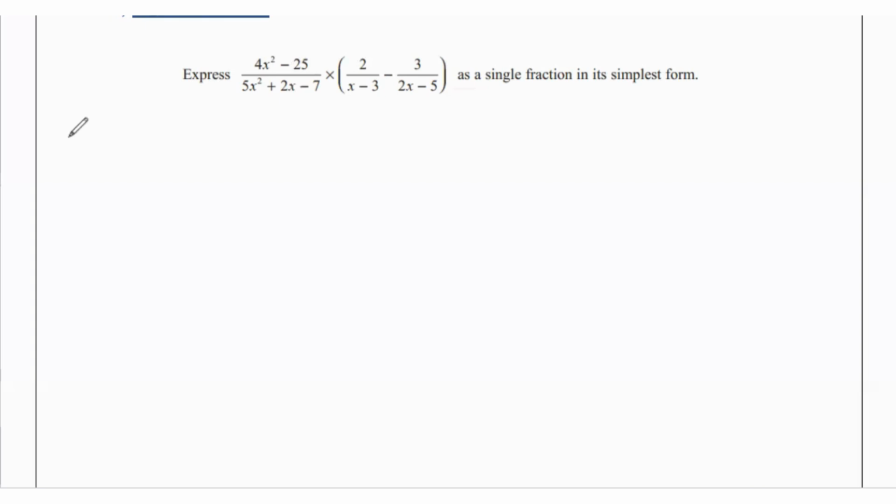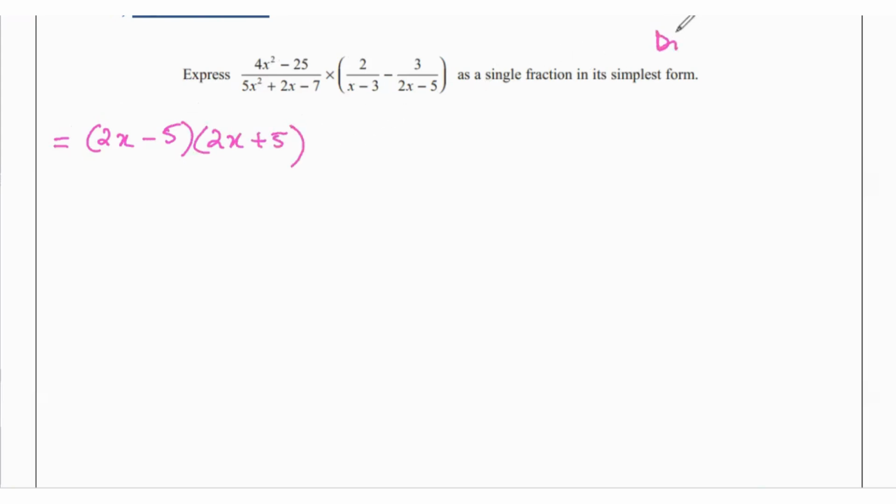So for the first one, what we will do is factorize the numerator and denominator. For the numerator, we can see we have 2 perfect squares being subtracted, which means we'll use the difference of perfect squares over here. And for the denominator, we'll just factorize the quadratic expression using the quadratic formula or splitting the middle term. So let's start with the numerator. 4x squared minus 25 can be rewritten as (2x minus 5) times (2x plus 5).